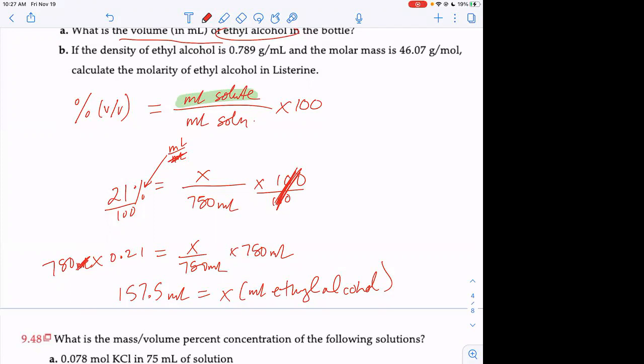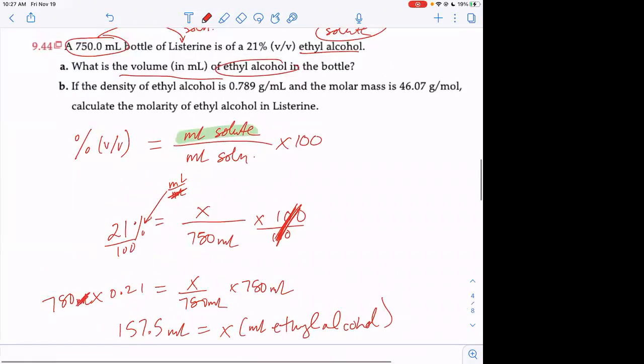Okay, part B. This is the challenging part of this problem, I think. If the density of ethyl alcohol is 0.789 gram per milliliter, and the molar mass is 46.07 gram per mole, calculate the molarity of ethyl alcohol in the Listerine.